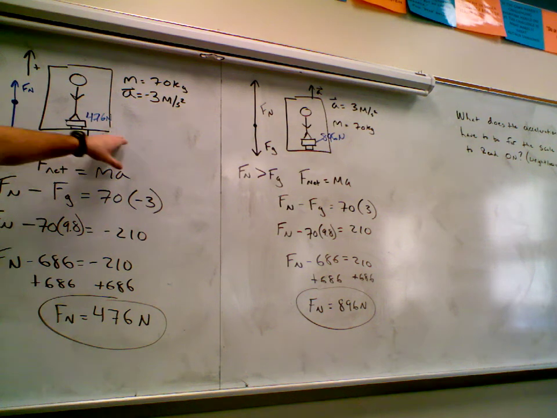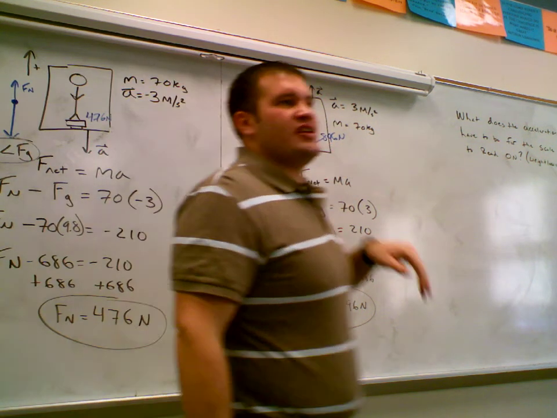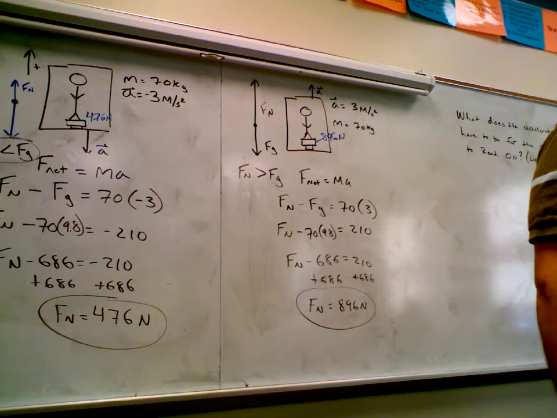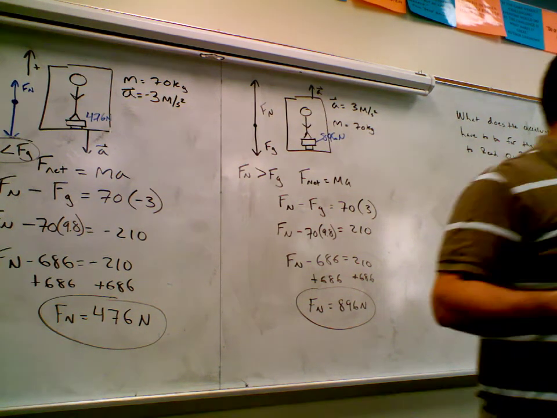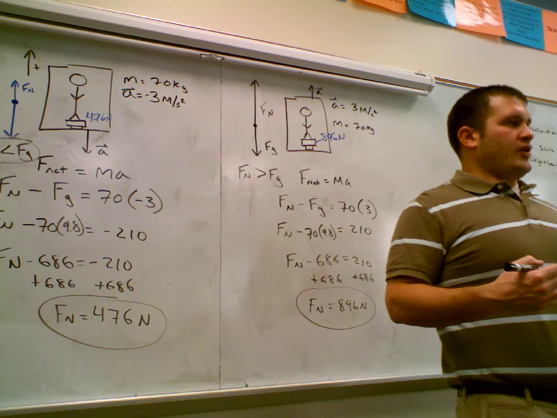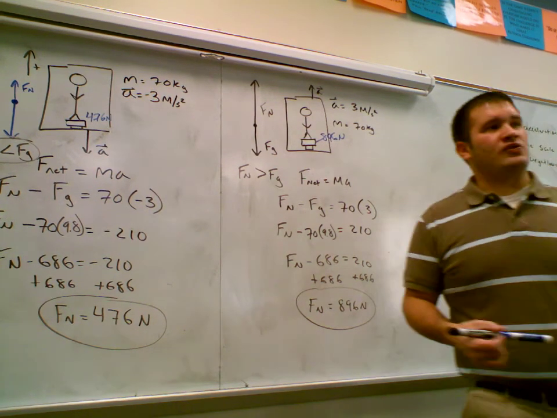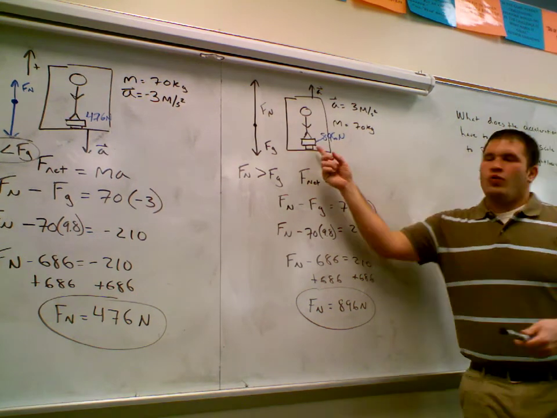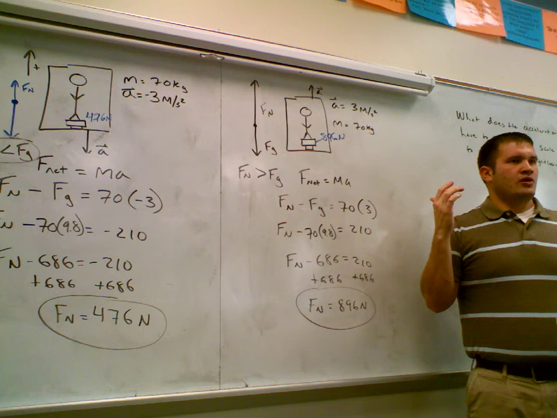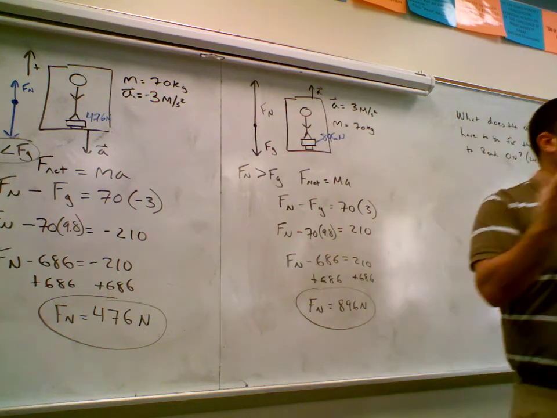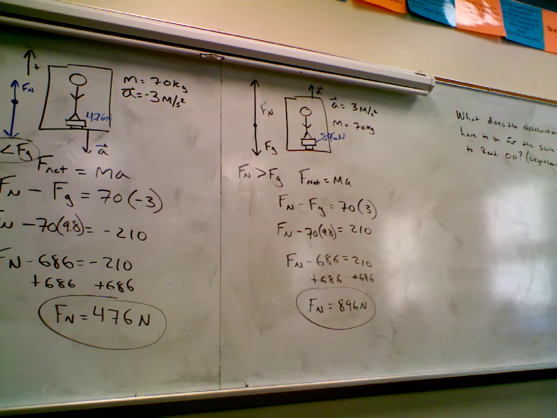This weight of 476 and this weight of 896 is what's called apparent weight. It's the weight the person feels because of the acceleration. That's called apparent weight. So in your homework, if they ask for an apparent weight, they're asking for what does the scale read because of the acceleration. Apparent weight is what they feel at that moment. Actual weight is if there was zero acceleration, what's their force of gravity? Does that make sense?